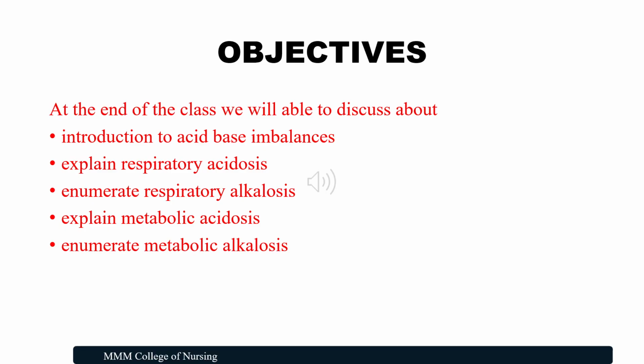So the objectives: at the end of the class, you will be able to understand the introduction to acid-base imbalances. We are going to discuss respiratory acidosis, respiratory alkalosis, metabolic acidosis and metabolic alkalosis.